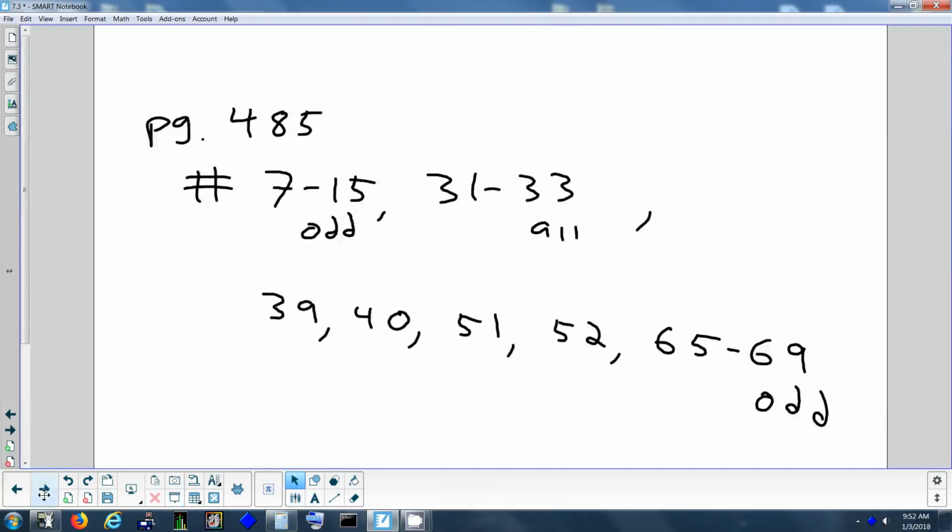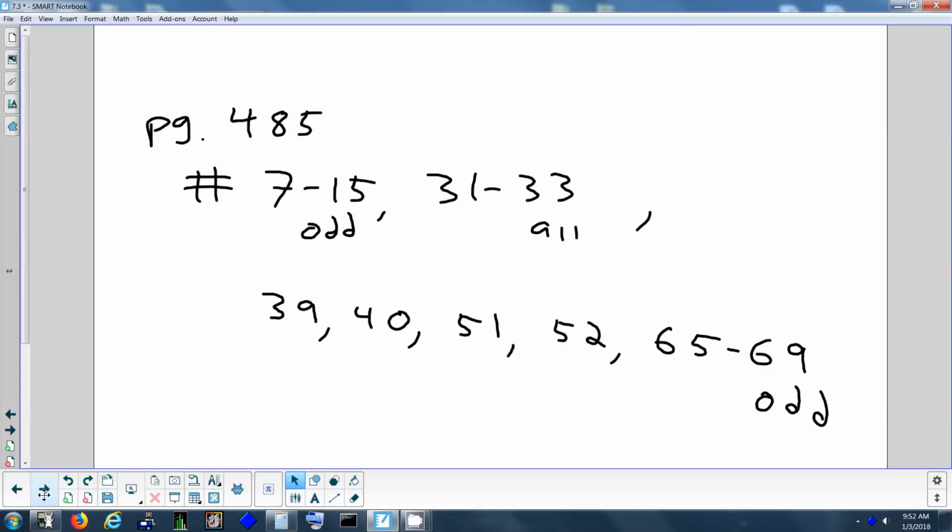Okay, so homework tonight's on 485. On 7 to 15, just the odds. 31 to 33, that's all. And then 39, 40, 51, 52. And the last part, 65 to 69, is just odds.